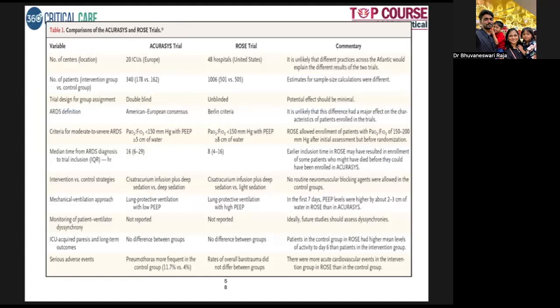So there were two landmark trials called the ACURASYS trial and the ROSE trial. The ACURASYS trial was conducted in 2010, where it demonstrated a mortality benefit of 48 hours of neuromuscular blocker, cisatracurium, in patients with moderate to severe ARDS. And then came the ROSE trial, the larger multicenter trial in 2019, but they did not find any significant mortality benefit using neuromuscular blocker in moderate to severe ARDS.